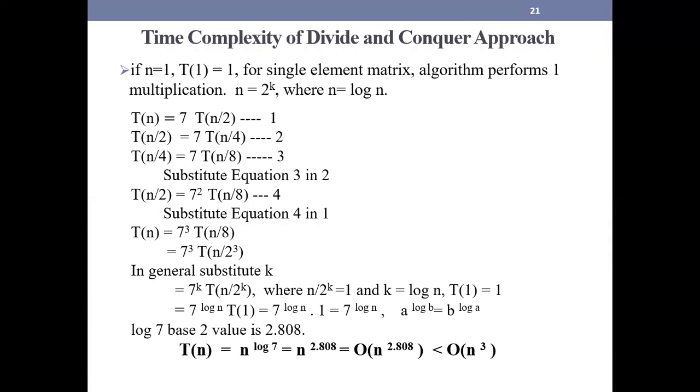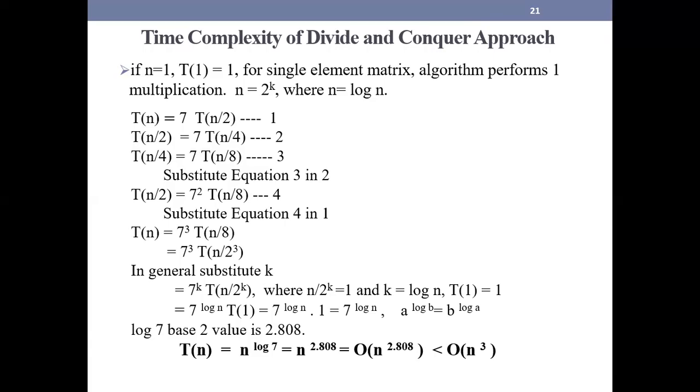So how to solve this equation? By the substitution method. This is a substitution method example. Substitute equation 3 in 2. So we are getting T of n by 2 equal to 7 square T of n by 8. Substitute T of n by 2 in the first equation to find T of n. So T of n is 7 power 3 into T of n by 8. 8 we can write as 2 power 3. So in general, this is for the third iteration. Next, like that, 7 power 4, T of n by 2 power 4. It will go on till we have a single element, T of 1.